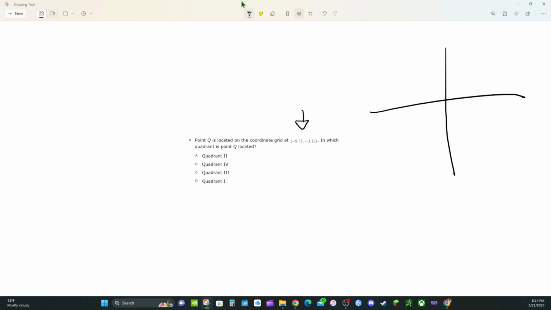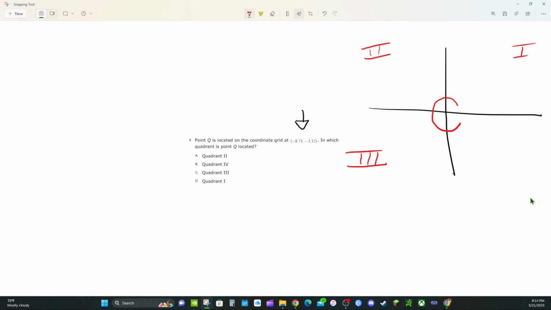I need to label my coordinate plane, but I know that when I label it, I am going to label it as if I'm drawing a C. I start my C here, so that is quadrant number one, and then I follow my path of the C: quadrant number two, quadrant number three, and then quadrant number four.